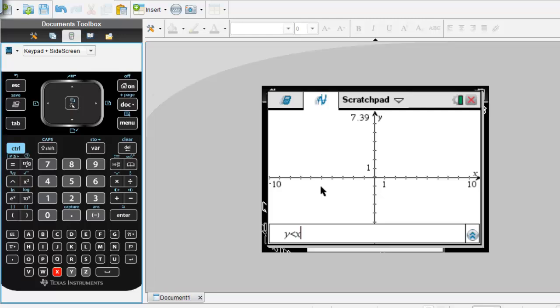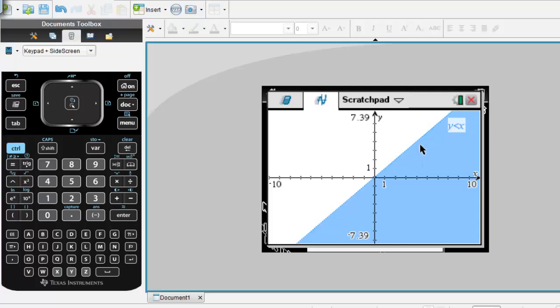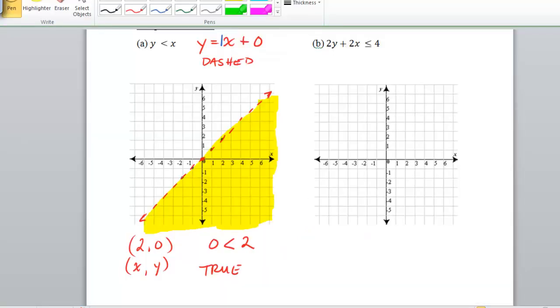So y is less than x, and I'm going to hit enter, and you can see if you hover over the graph, you can see the clear dashed or dotted lines, and you can see where it's shaded, and you can see that we've done a good job here. Okay, let's do part B.